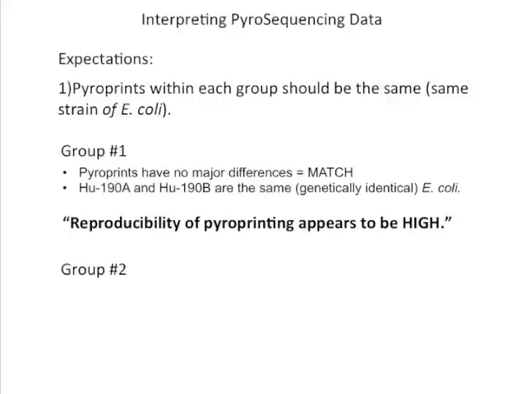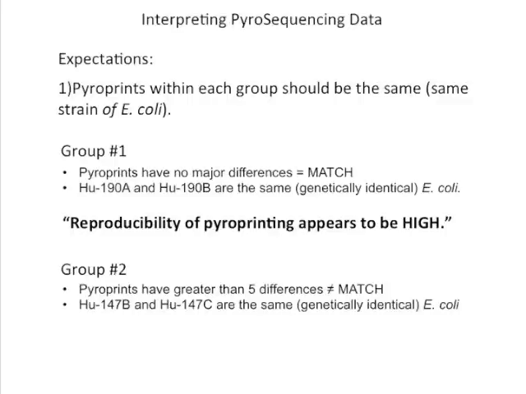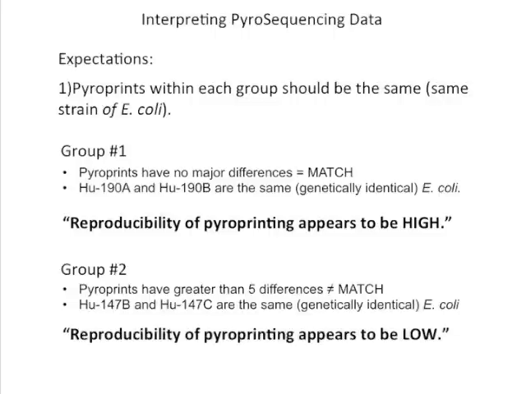Now, group number 2, if you had data that looked like that, you would say something along the lines that the pyroprints have greater than 5 differences, so we would not consider them to be a match. And we already knew that human 147B and human 147C were the same. Again, they were from the same exact isolate, so they were supposed to be genetically identical. So we would conclude then that the reproducibility of pyroprinting appears to be low for that particular group.